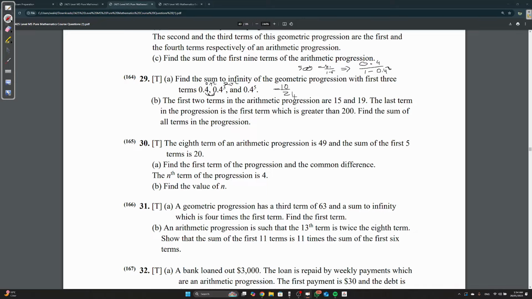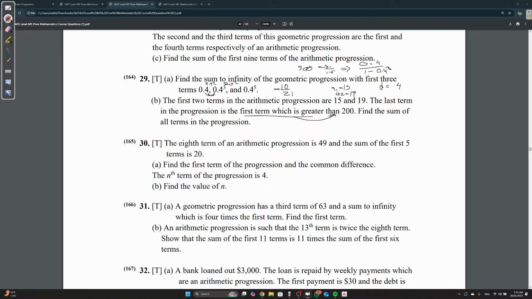So over here, they told us now arithmetic. A1 is equal to 15. A2 equals 19. So immediately we can find out that the difference is 4. Right? The common difference is 4. They're saying that the last term is the first term of the sequence that's bigger than 200. So it's the first number that's actually bigger than 200. So how do we know which is which?